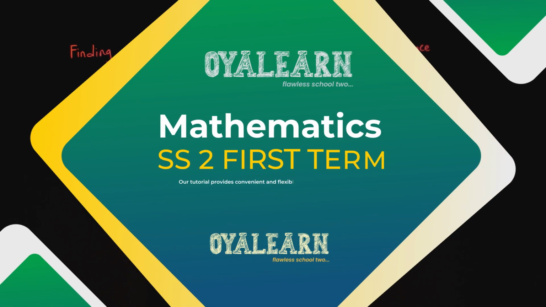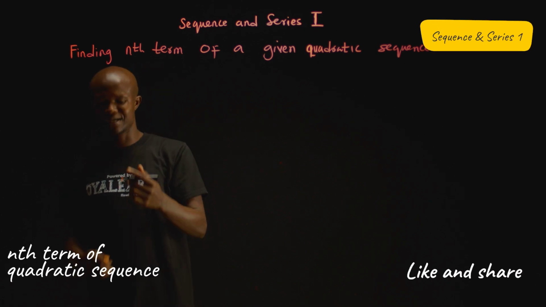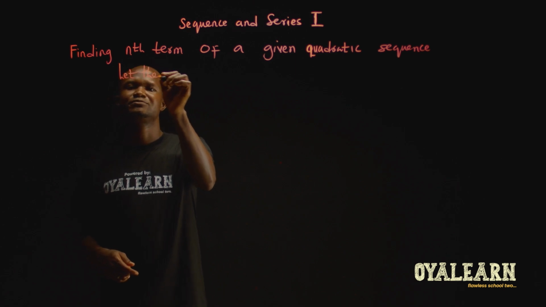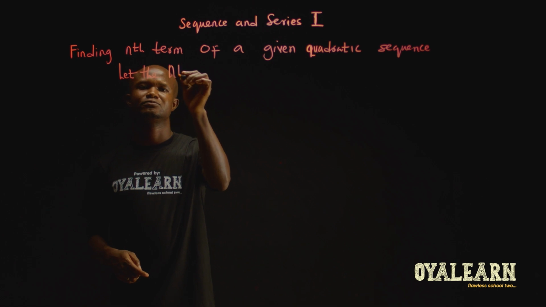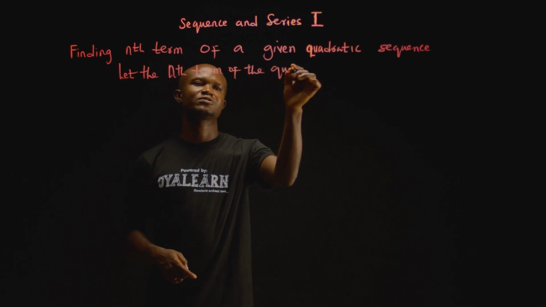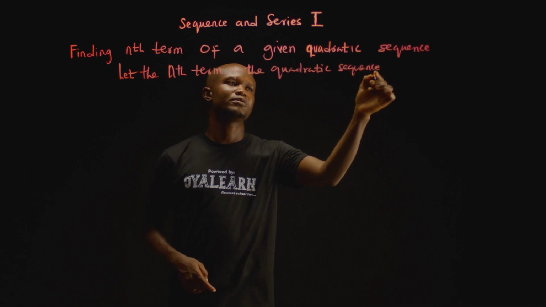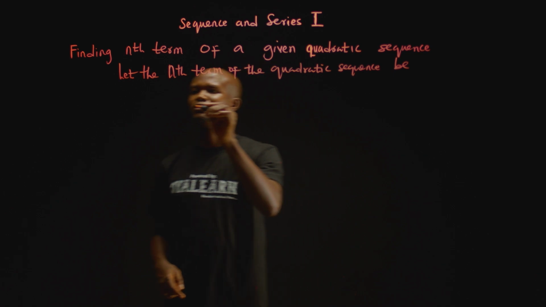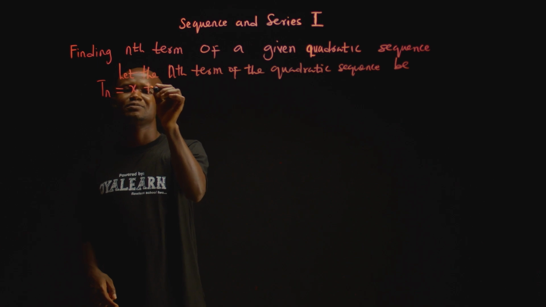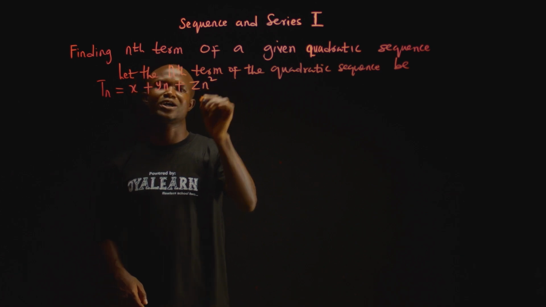Finding the nth term of a given quadratic sequence. How do we find the nth term of a given quadratic sequence? Let the nth term of the quadratic sequence be, that is, Tn equals x plus yn plus zn squared.